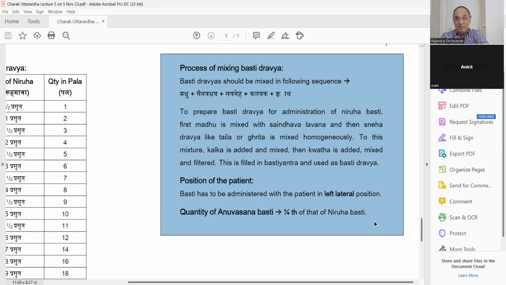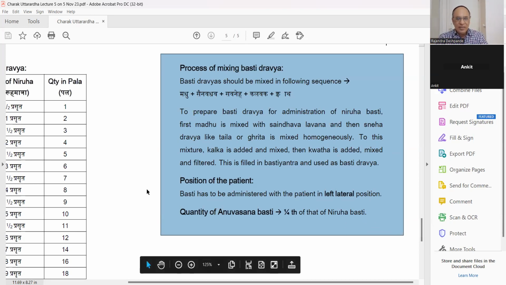But Asthapana, Niruha Basti, we give near about, please write down, 400 or 500 ml. This is the quantity because it has a lot of kwatha, decoction. So it is not only 500 ml oil, it is the total mixture: honey, salt, paste, decoction, and everything. That is called 500 to 600 ml for the Niruha or Asthapana.